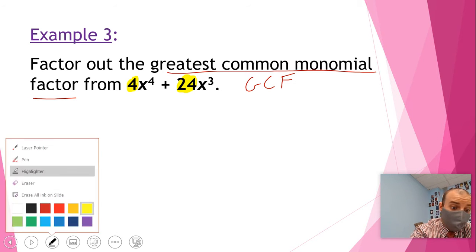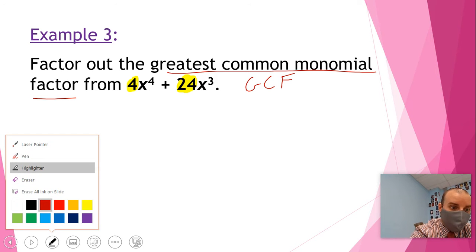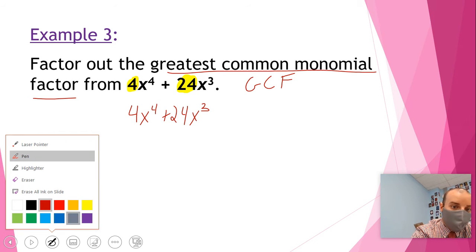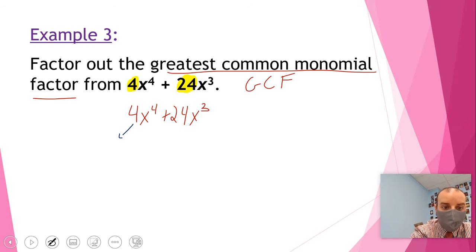Hopefully you're thinking, okay, 4 can go into both of those evenly. So what you're doing here, it's almost like you're dividing it out. You're saying to yourself, okay, I'm going to pull a 4 out of my equation here. So we're starting with 4x to the 4th plus 24x cubed. You're saying, okay, I can take a 4 out of those. If I take a 4 out of 4, I'm just going to be left with a 1 on the inside. If I take a 4 out of 24, I'm going to be left with a 6 there.